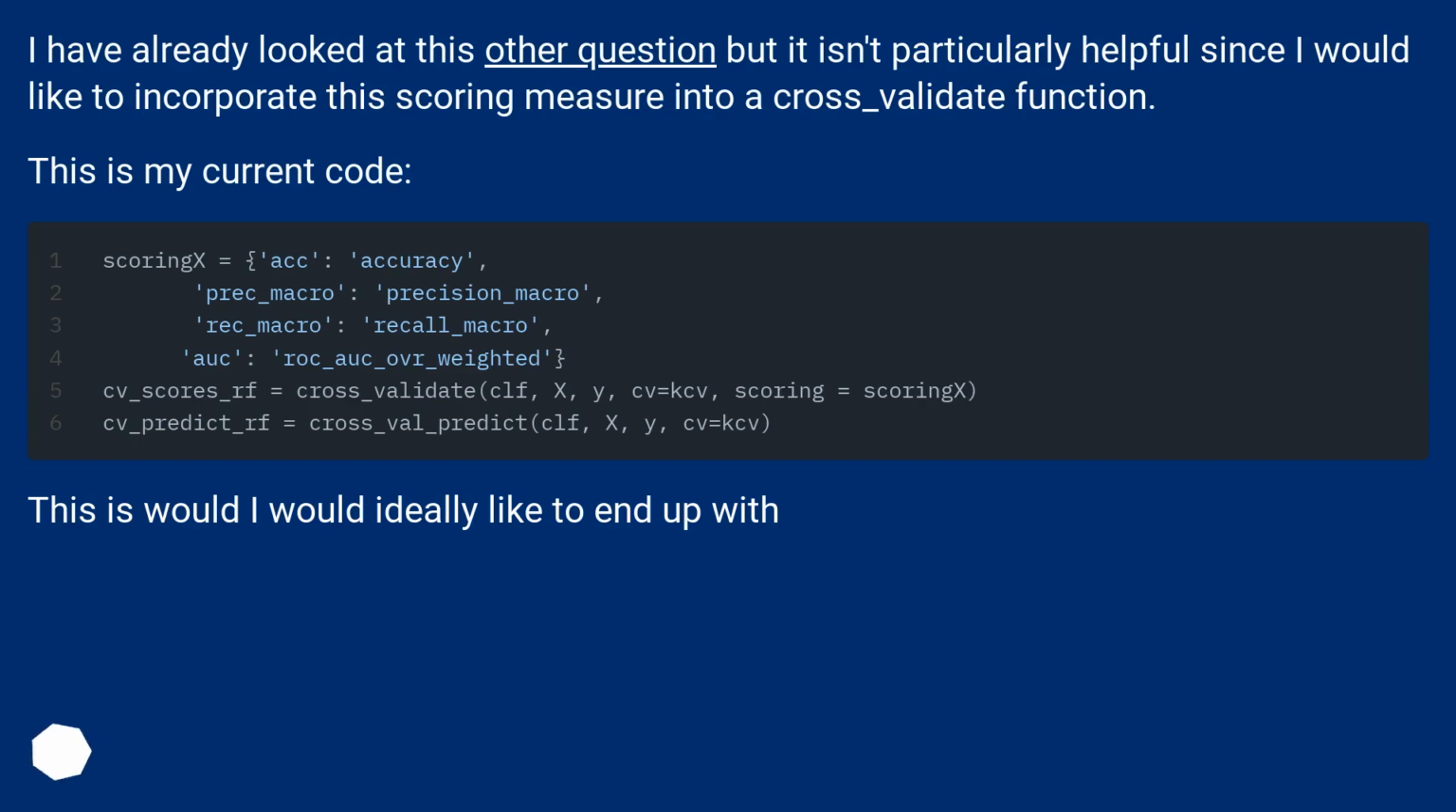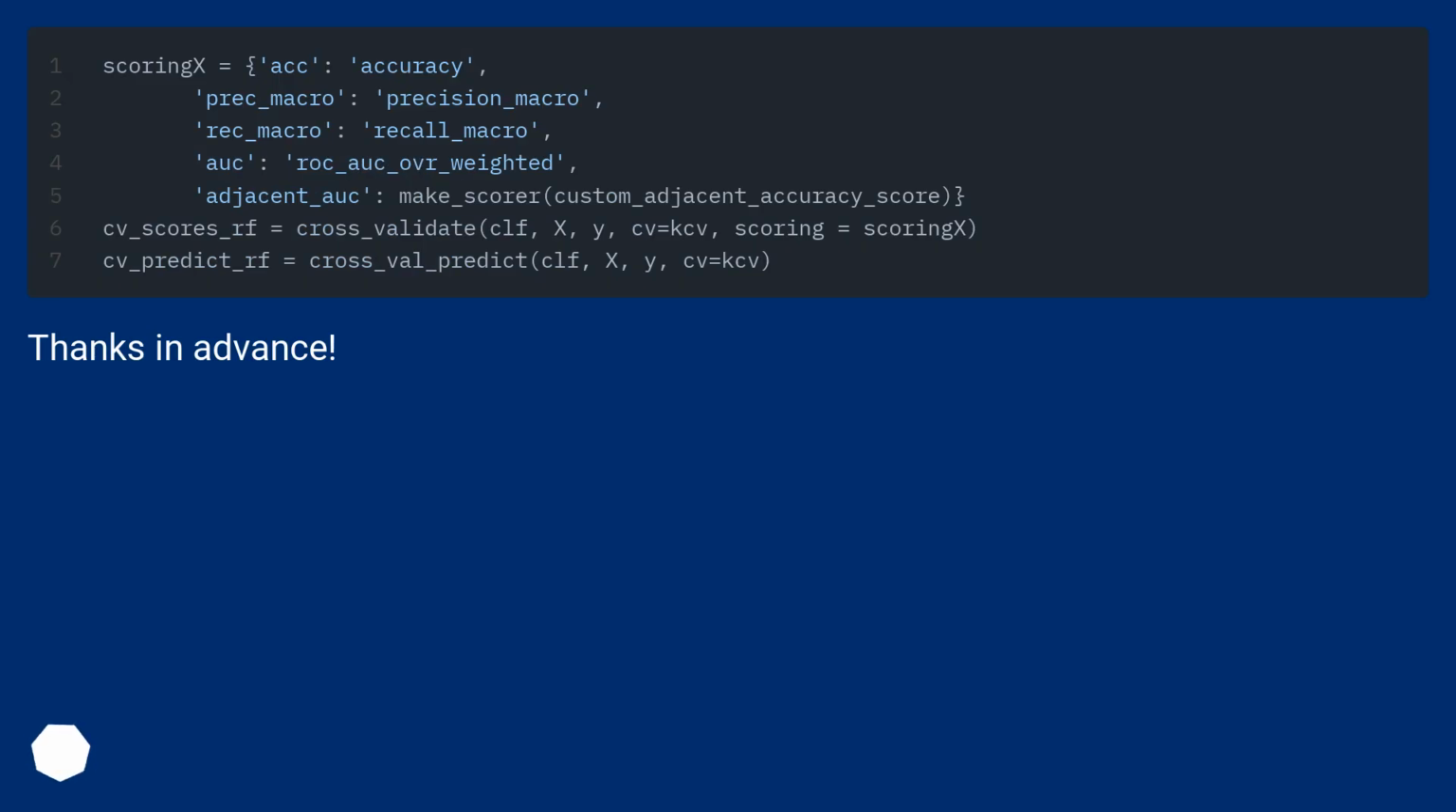I have already looked at this other question, but it isn't particularly helpful since I would like to incorporate this scoring measure into a cross-validate function. This is my current code. This is what I would ideally like to end up with. Thanks in advance.